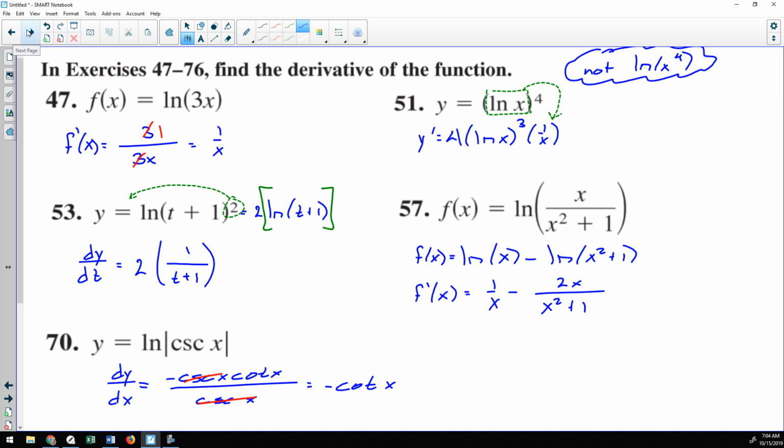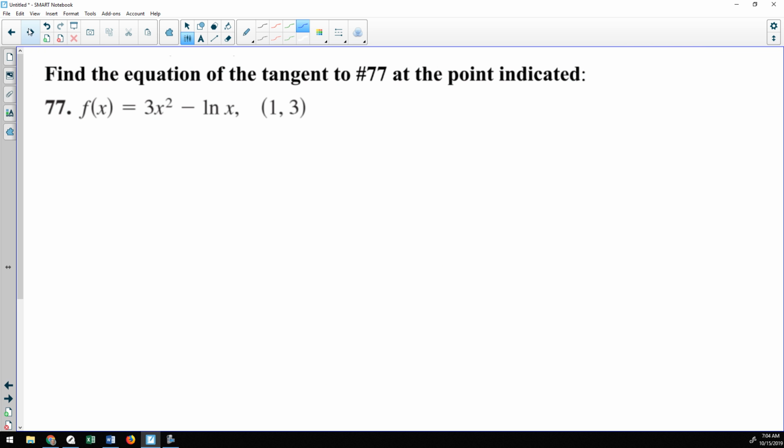And then the last problem is using the derivative to answer a bigger question, and we want the equation of a tangent line. And the equation of a tangent, anytime you see that phrase, you should immediately think point and slope. You will always need those two pieces of information to write the equation of a line.